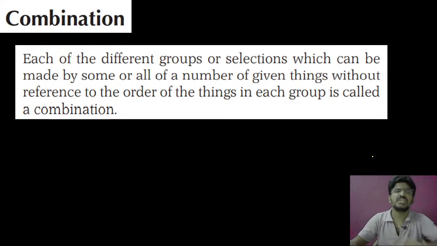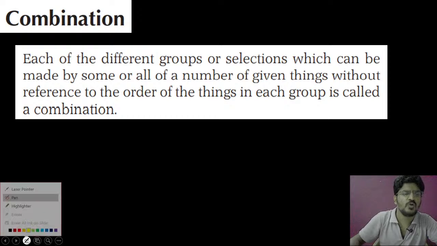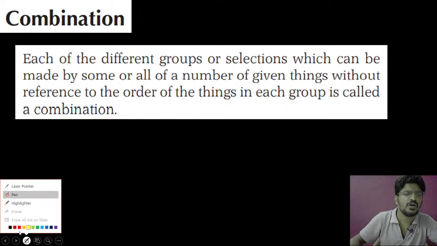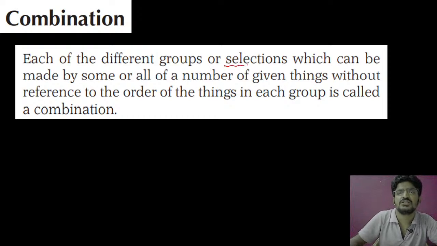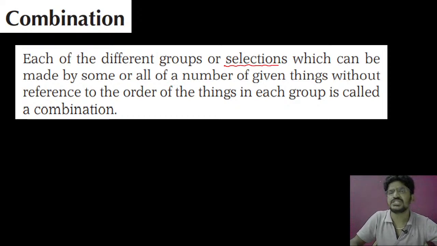Clear? Each different group is a selection. Here I am going to select r elements out of n objects. These are selections which can be made from some of the n objects, or taking all n objects together, without reference to the order. You can see here, I am not referring to any type of order. So each group is called a combination.